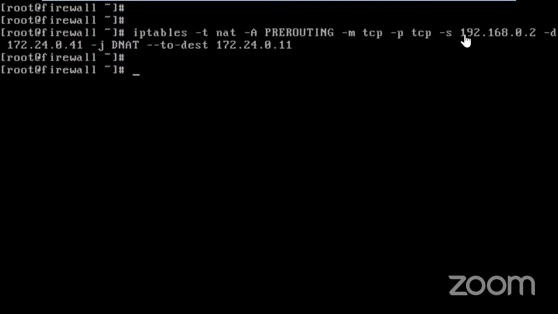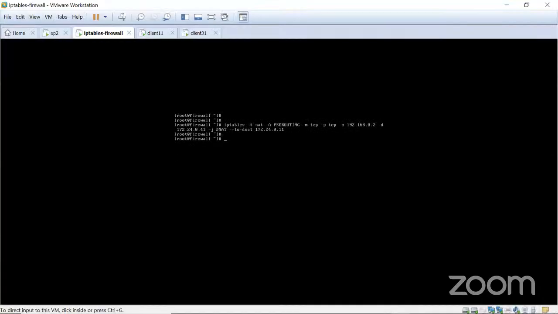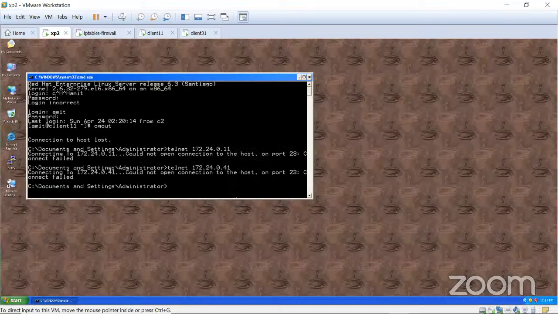Now what we are saying, the traffic which is originating from 192.168.0.2 and going towards 172.24.0.41. Here we are not saying drop, we are saying destination NAT and change the address to 172.24.0.11. So what will happen when the traffic crosses the firewall? Let me show you.